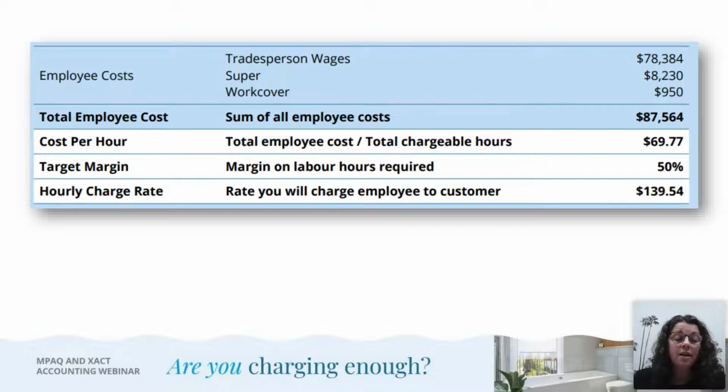And a calculator that we've got available, which I'll talk through in a moment, has availability for you to put in all your employees side by side. So you can see exactly what costs are for each employee, and at the bottom, what the actual charge rate should be for each of those employees as well. So we'll go through some live examples in a moment. I just want to talk through materials quickly as well.